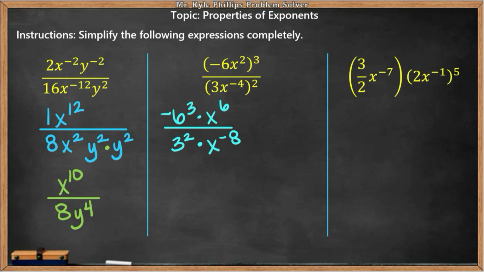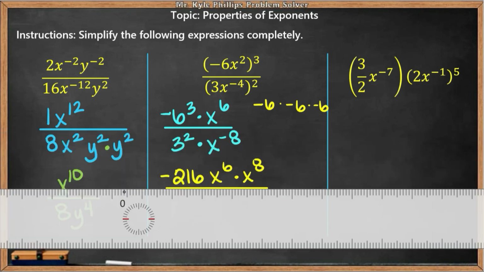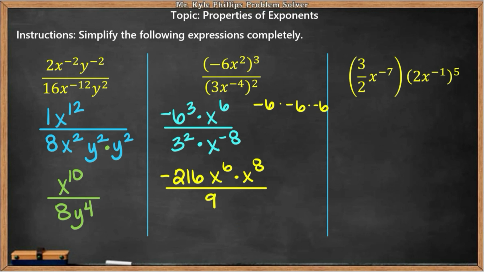Really, the only thing I can do on my first step is take this x to the negative 8 and bring it up top. So here, this is going to give me negative 6 cubed. This is going to be negative 216. So if you do not have a calculator, remember the value here, this 3, tells you how many times to multiply it by itself. So that would be negative 6 times negative 6 times negative 6. That's how I got the negative 216. This is going to be x to the 6th times x to the 8. Now I don't have to worry about this negative 8. And this will all be over 3 squared, which is 9.